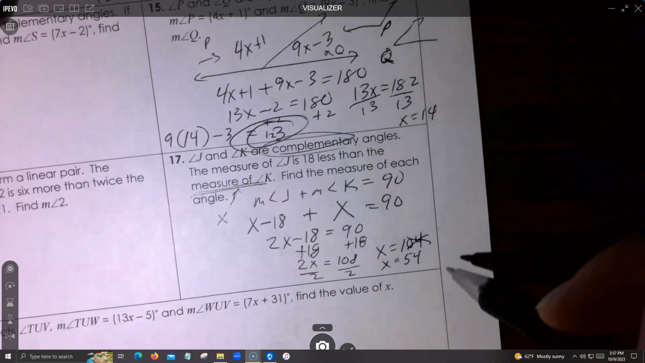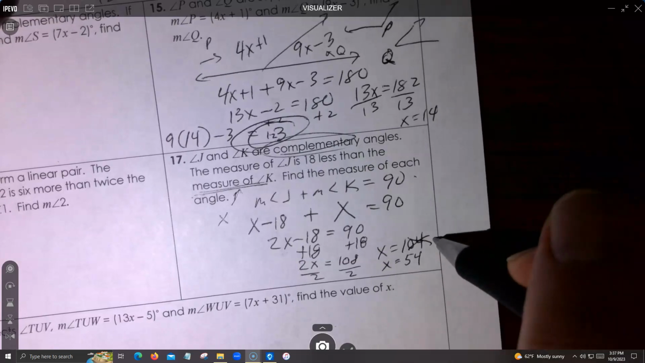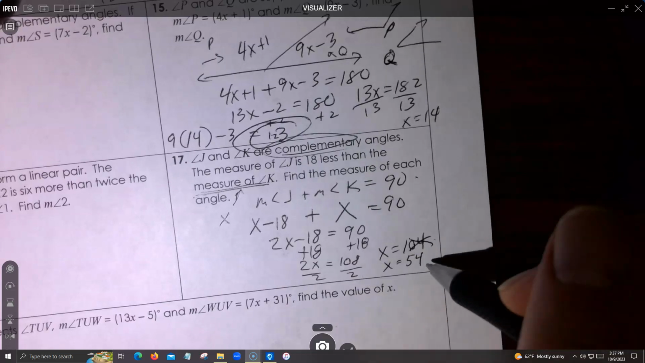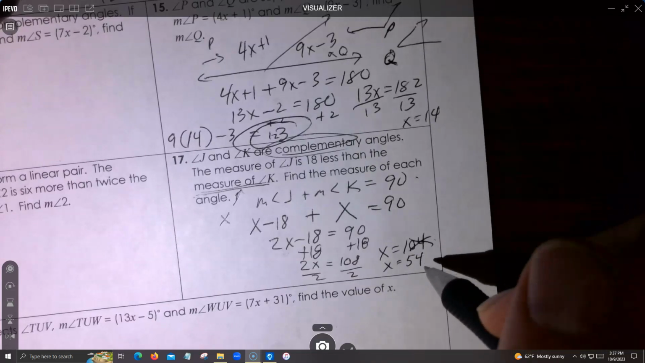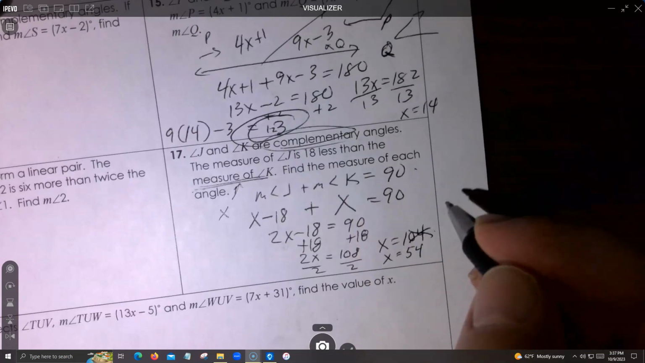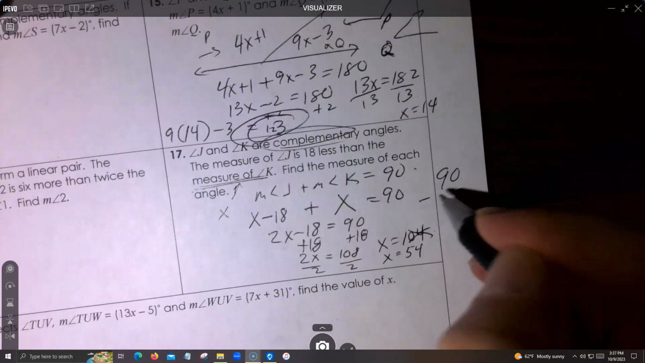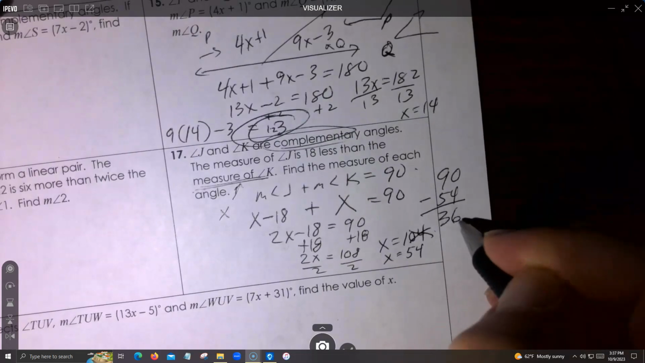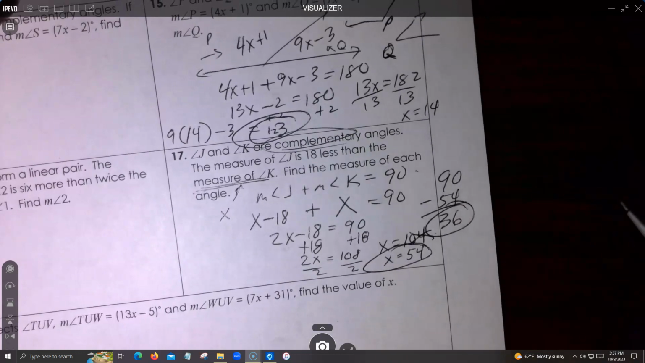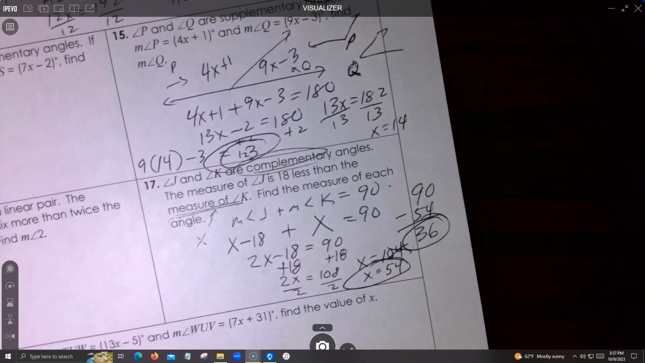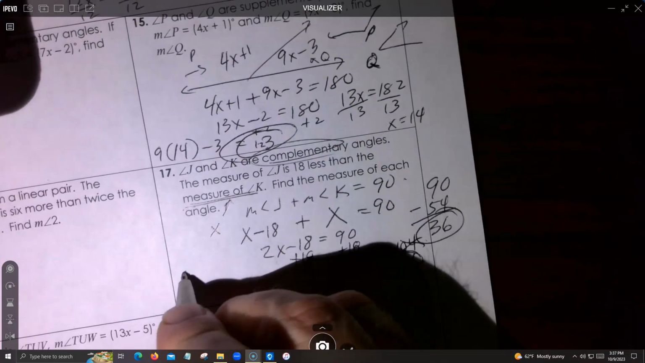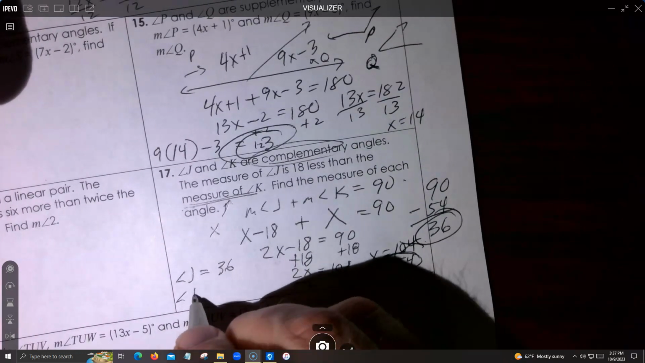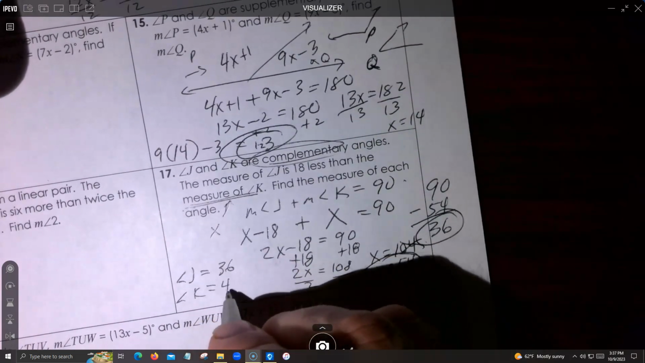54. I knew that was wrong because they're supposed to add up to be 90, and if one of my angles is already 104, I'm in trouble. So it's 54 because I forgot to divide by 2. All right, so when I divide by 2, I get 54. Since one of them's 54 and the other one's 90, the other one is going to equal 90 minus 54. I'm going to subtract those and get 36. That's my other angle. So one is 54 and the other one is 36. If I have to say, specifically, J is 36 and K is 54.